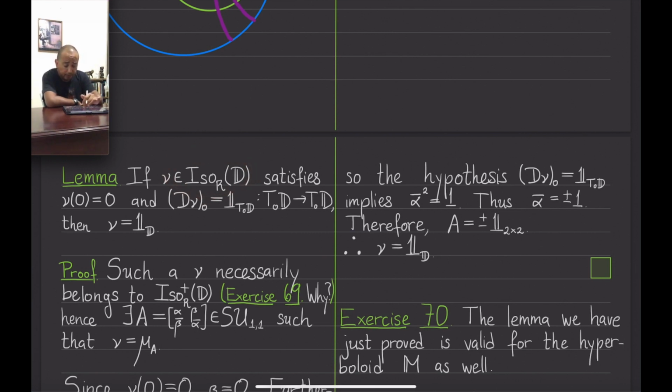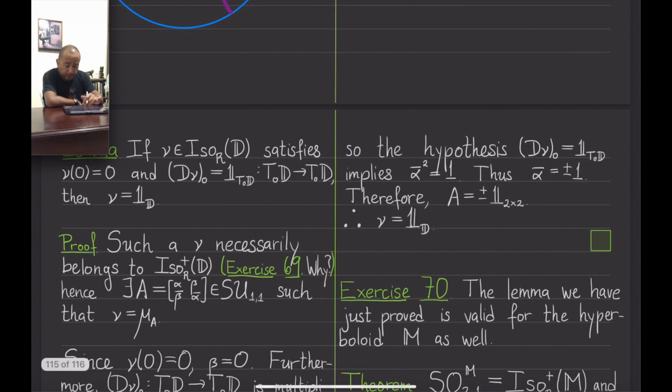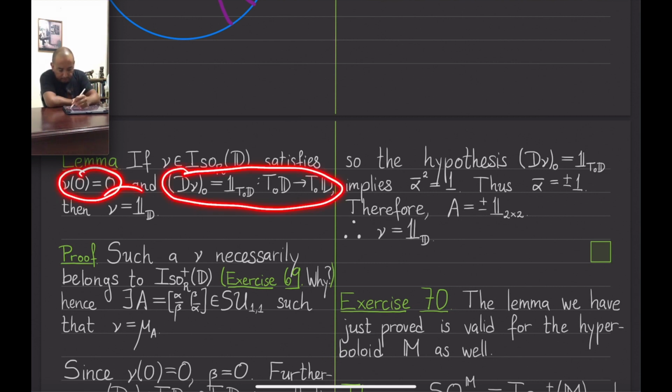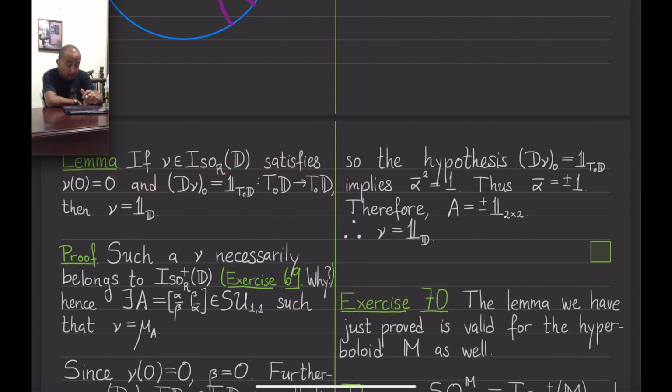Okay, so let's prove that. I mean, this lemma you can interpret as saying that these local conditions somehow determine the isometry globally, if you will. First of all, if you give me such a nu satisfying these two conditions, it has to preserve orientation.